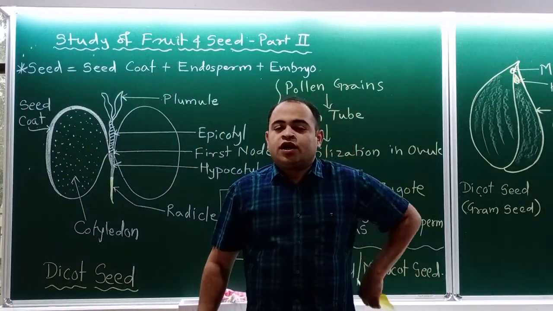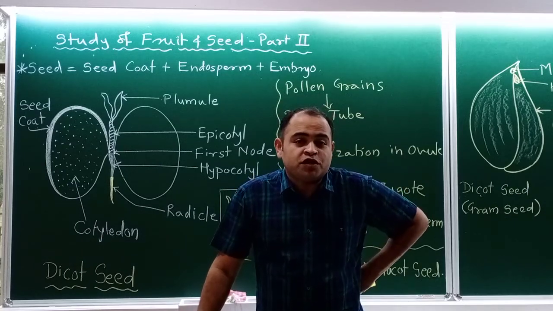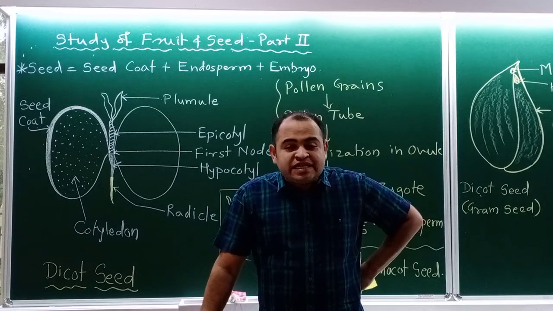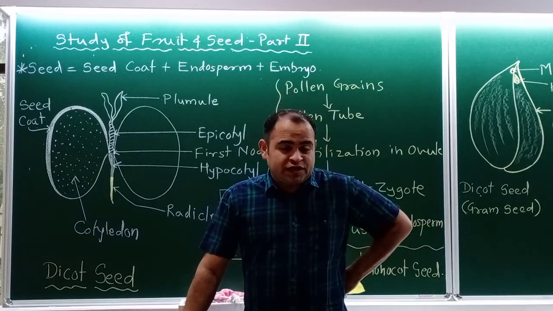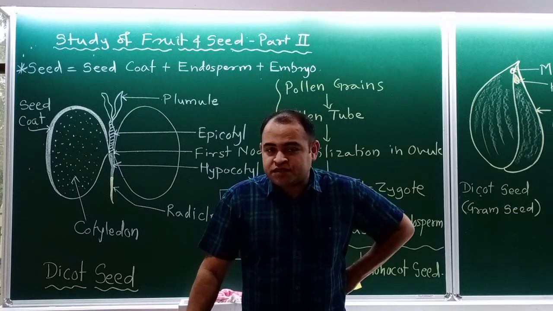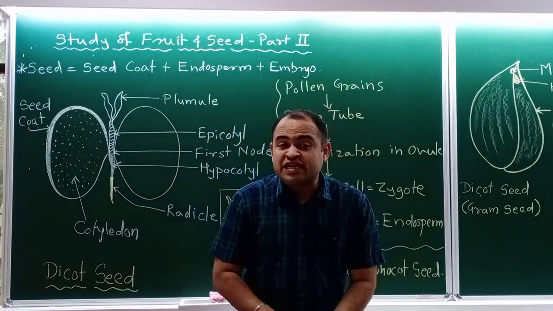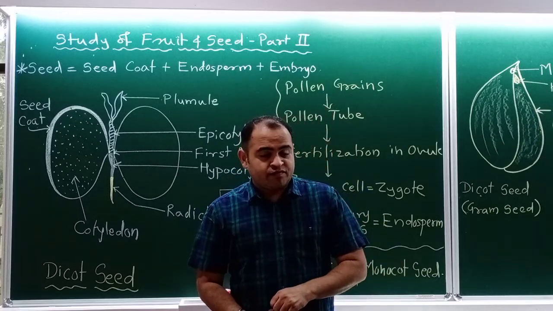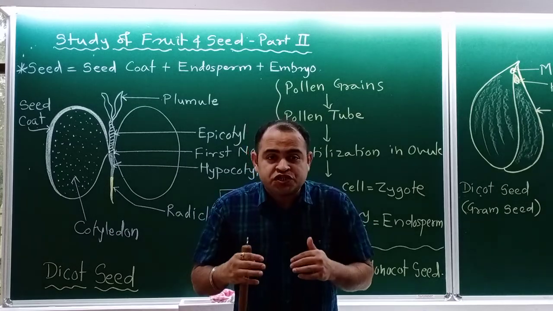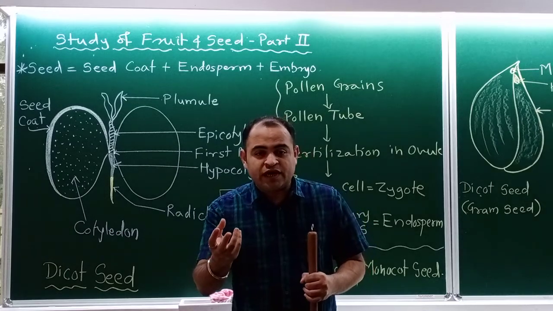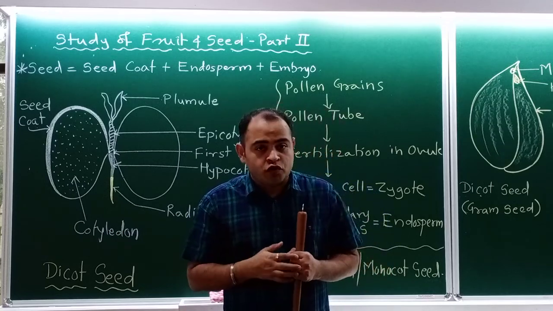Hello friends, today we are going to finish this morphology part with the seed structure. Already we have learnt about fruits and fruit types. So you must be aware of how the seed develops and how it takes its position in the fruit. What is a seed? A seed is nothing but a fertilized ovule.